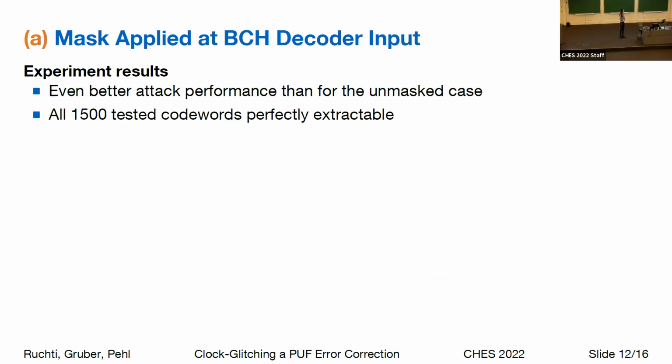I'm going to start with A, where we only do that at the repetition BCH decoder input, and we see that the attack actually works even better in this case. So why is that happening? Why do we extract all codeword bits perfectly, despite there being a mask?